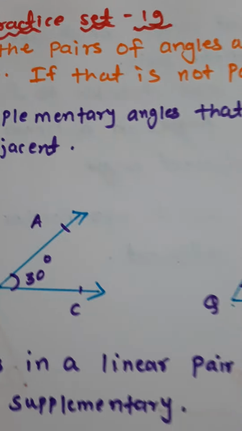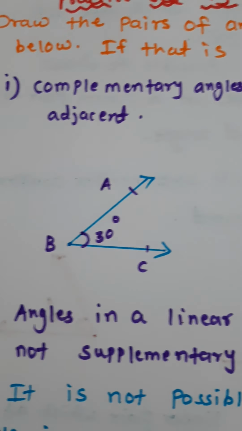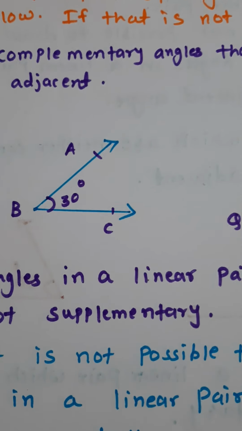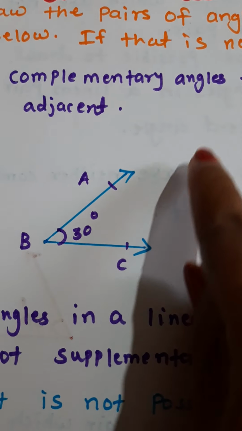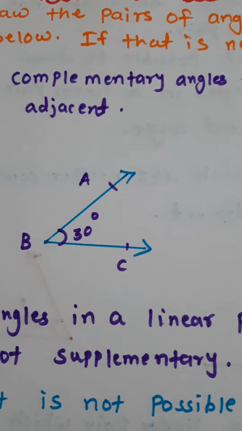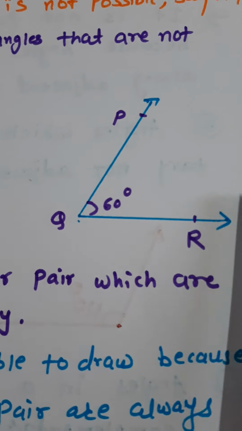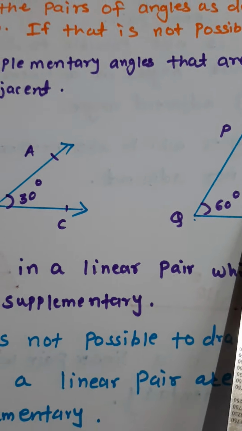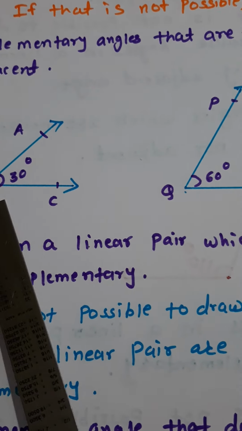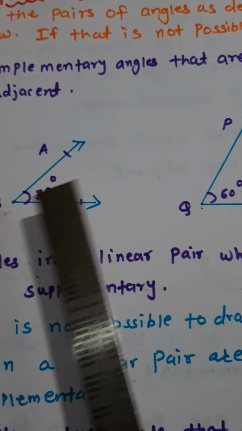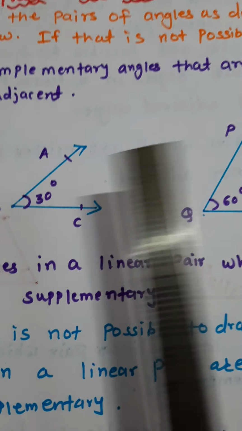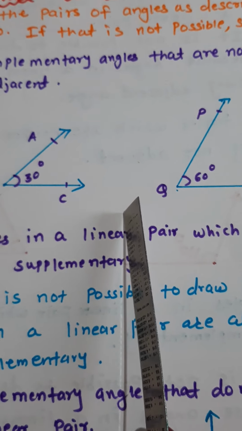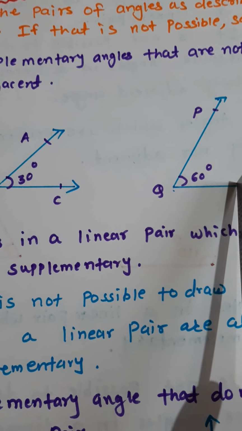See here, complementary angles that are not adjacent. Here I have drawn one angle ABC of 30 degrees and another angle PQR of 60 degrees. 30 plus 60 is 90, so they are complementary angles, but they are not adjacent because they are separate. Here it is not compulsory to draw only 30 and 60 degrees.